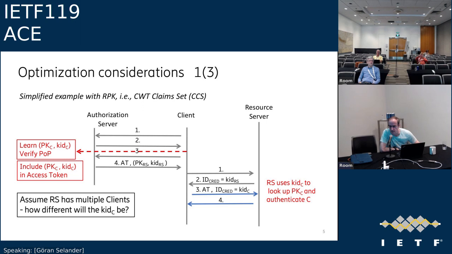So what happens is that we are using key identifiers for very compact representation, and those can replace the use of a credential. Here is an explanation of how that's used for the client, and in slide two it's for the resource server. But the problem is that these key identifiers are selected by, in this case, the client, which means that if you have multiple clients, you might have collisions.